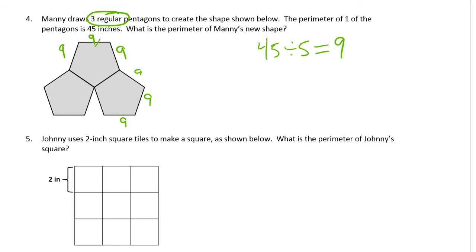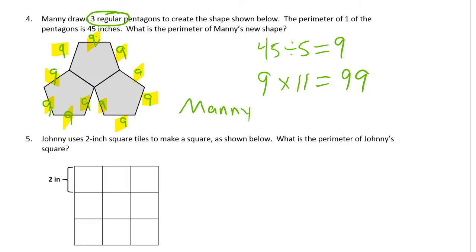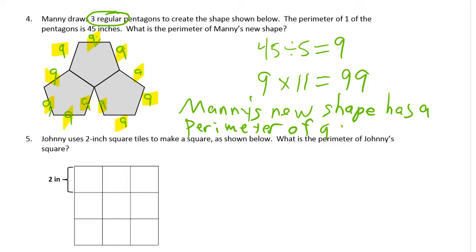Let me get rid of that one in the middle because I don't want to count it. I just want to count the 9s on the outside. So how many sides are there? How many 9s are there? We need 11 nines, and 11s are easy to work with. I know there are some third graders who are big fans of multiplying by 11. And these are inches.